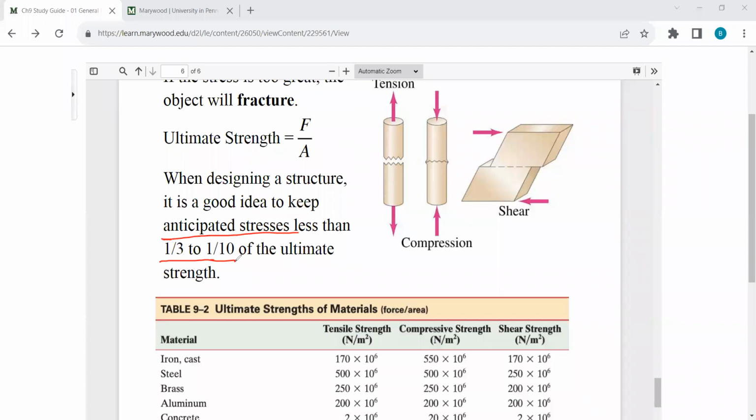All right, so this table here, I already talked about it. This table shows us some numbers for different types of forces at which those objects reach the ultimate strength. All right, so with this I'm going to stop here, and in the next lecture I'm going to solve some problems.